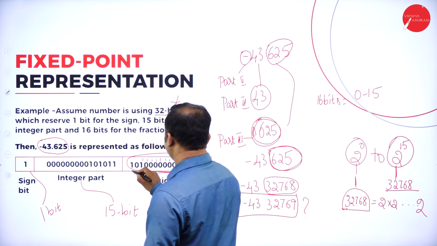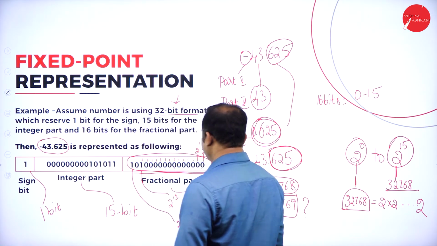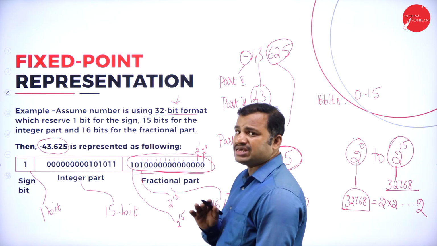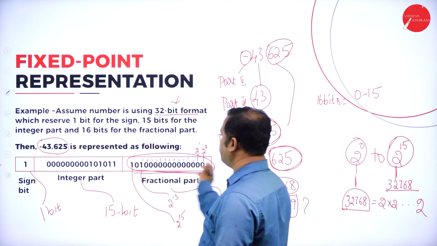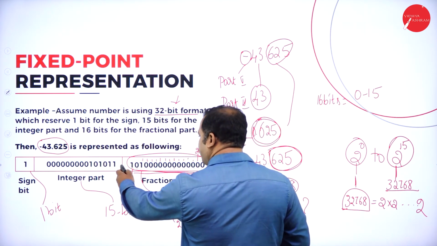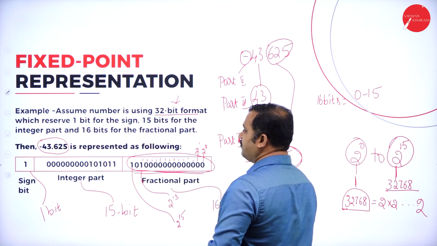We have 14, 15. What is that? 2 raised to the power of 15. What is the value we have here? In this case, we are going to represent it from right to left, not from left to right. In this case, we have the value which is going to be represented in this format, that is the fractional part.